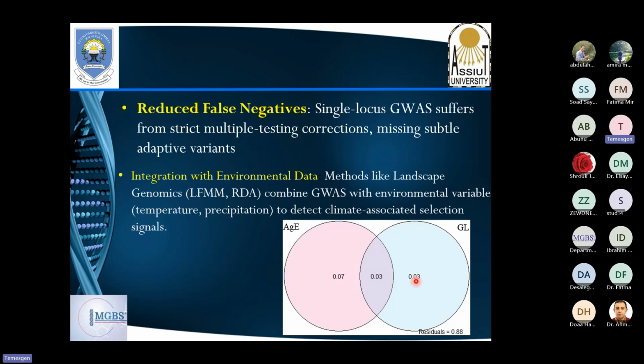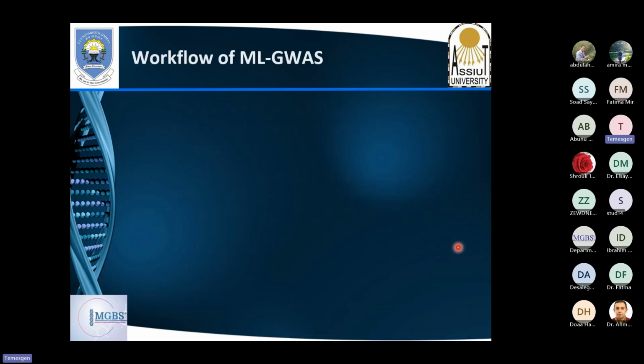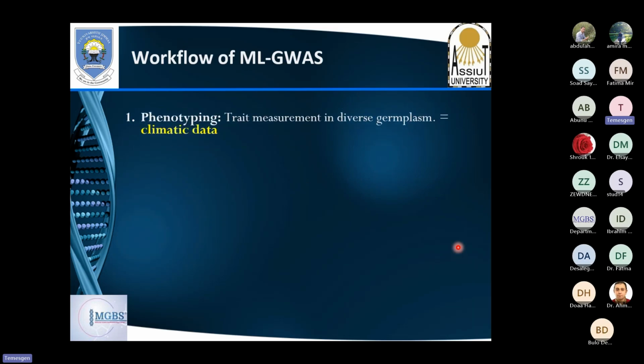When you look at the interaction and geographical location, it contributed almost 3%. So we can use a multi-locus GWAS to detect this type of effect. So how can we do this? That's the big presentation for today: how to do the GWAS.